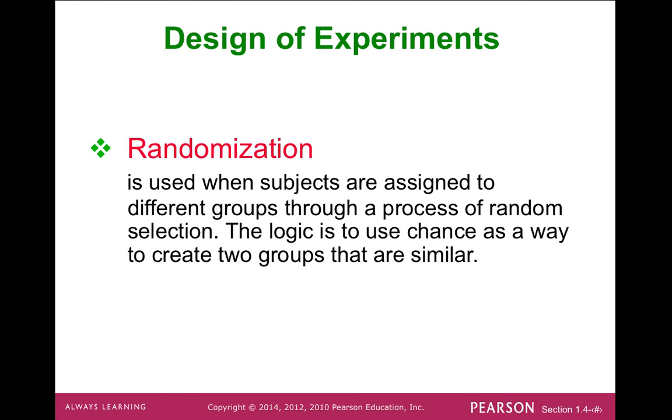A couple of things about when you're doing experimental studies. So again, experimental studies are where the researcher is actually applying some type of treatment to their group that they're studying. So something in the design that you want to consider when designing an experiment is randomization. And this is used when subjects are assigned to different groups through a process of random selection. And the logic is to use chance as a way to create two groups that are similar.